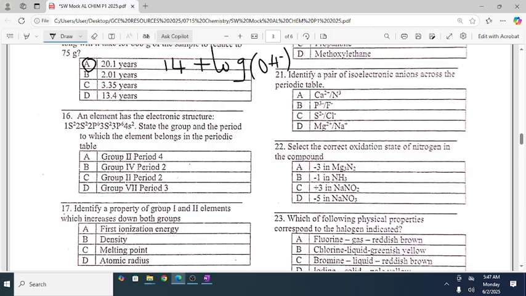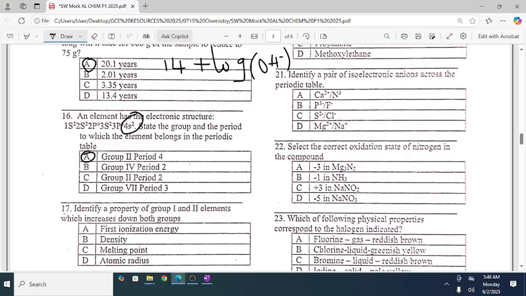Let me try to indicate. You clearly see that this is the outermost shell, 4s2. So it is period 4 and group 2. Group 2 because you have 2 electrons in your outermost shell, and 4 because that's the number in front of your outermost shell s orbital. So it should be group 2 and period 4, which is option A. Perfect, option A.